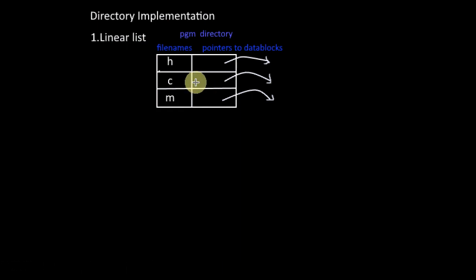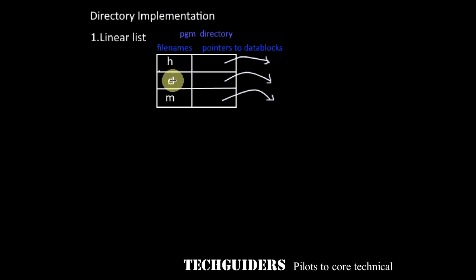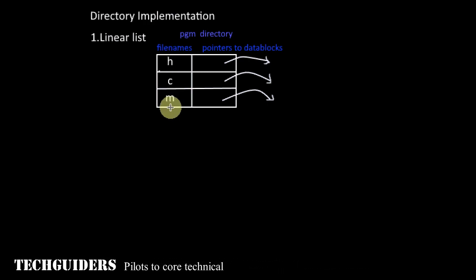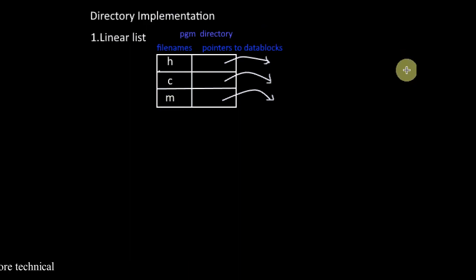And after deletion of an entry, to reuse that entry, either we can mark it as unused using a bit, or we can attach that entry to a list of free directory entries. Otherwise, we can copy the last entry to this location and decrease the length of the directory. Since the time taken for directory search is the main disadvantage of this implementation, some systems use a software cache to store the most recently accessed directory information.